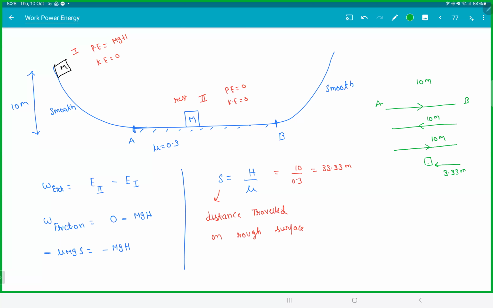Is that making sense? The total distance you'll travel on the rough surface is 33.33 meters. So you'll go once, 10. I don't count this distance, I only count the distance on the rough surface. Again 10, 20, 30, 33.33. Is that making sense? Anyone confused with this? So the answer is 3.33 meters from B.